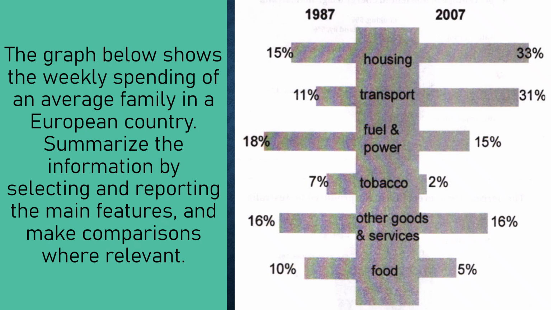There was a considerable decrease in spending on tobacco from 7% to 2%, which is obviously a good thing. The weekly spending on food also halved from 10% to 5%. However, the spending on other goods and services not mentioned in the graph remains stable at 16%. Obviously, this is the common observation and comparison of the different spendings.